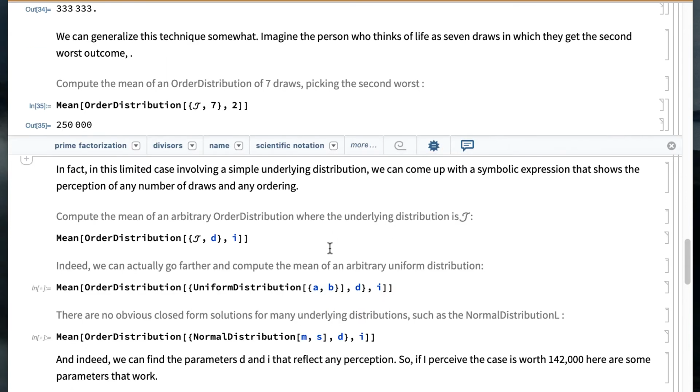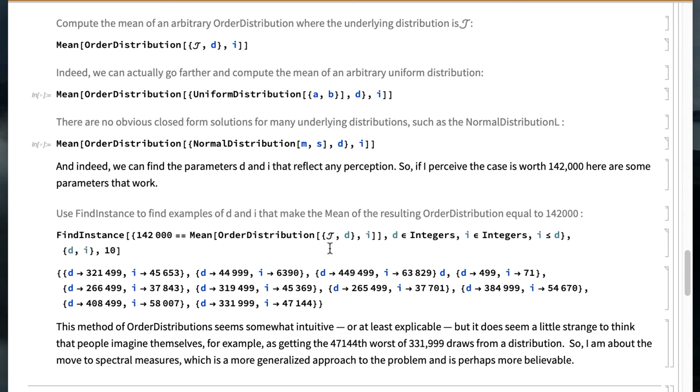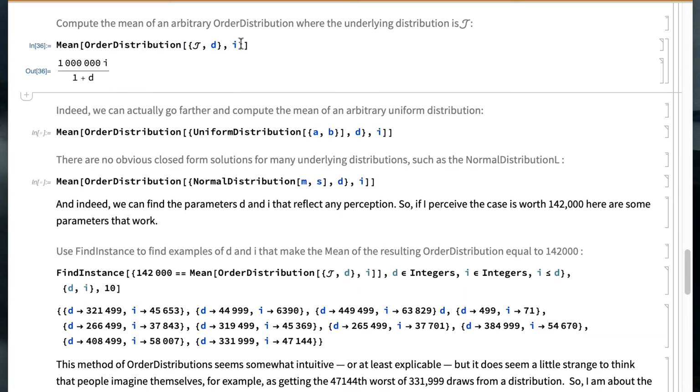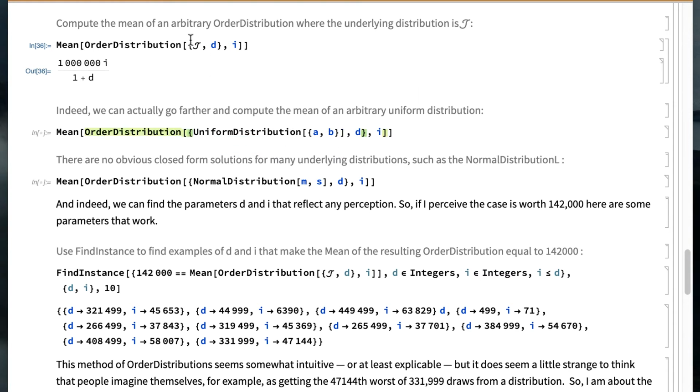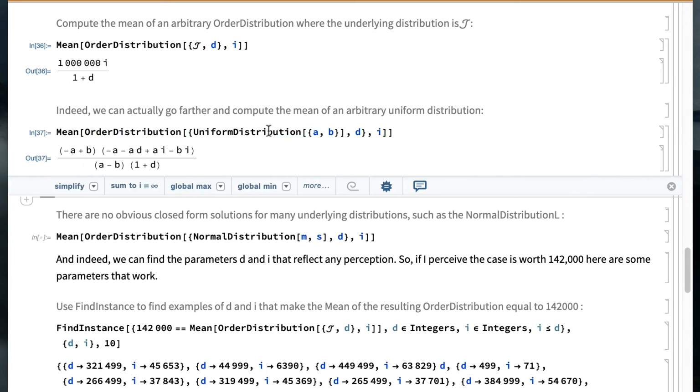$250,000. Let's use Wolfram Language's intelligence and ask it, okay, D draws, the ith worst. And we get a nice formula for that. We can now say not just the J distribution, but we can look at any uniform distribution on the interval AB. And we get a formula for that.